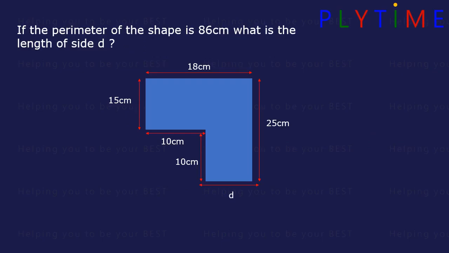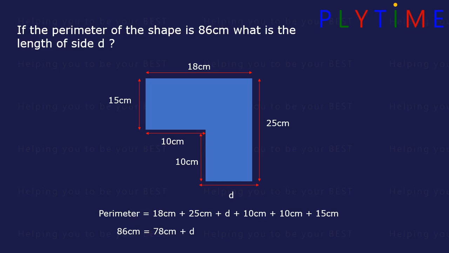If the perimeter of the shape is 86 centimetres, what's the length of side D? The perimeter is all the way around the outside. It will be all the lengths of the edges, including D. And we know the perimeter is 86 centimetres. So 86 centimetres equals 78 centimetres plus D. If we subtract 78 from both sides, 86 minus 78 is 8 centimetres, so D equals 8 centimetres.